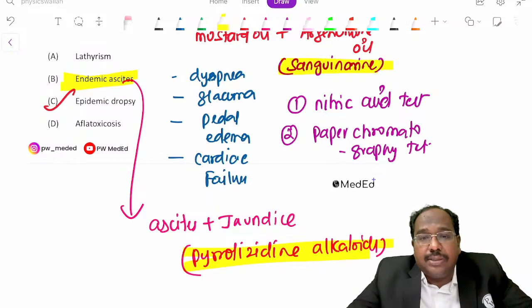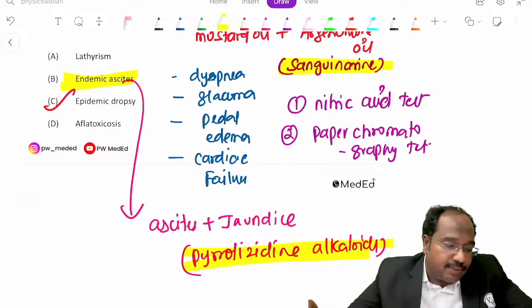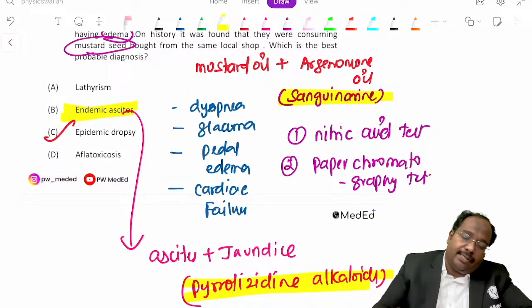This toxin can cause ascites and jaundice. Case fatality rate is high, around 40%, guys. Go to the next question.